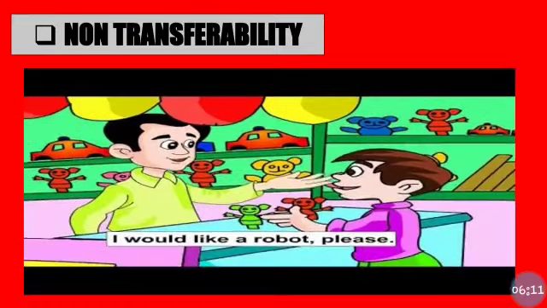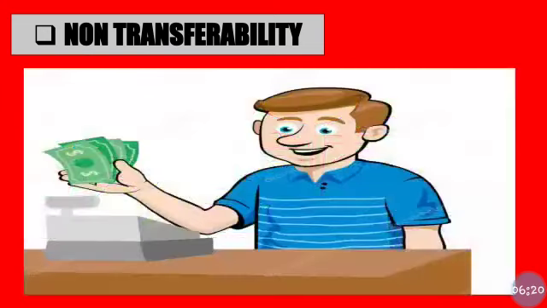Next one is non-transferability. First, we try to understand the meaning of transferability. If the shopkeeper sells some product, then ownership of that product goes to the buyer from the shopkeeper. How? Because the buyer has purchased that good by paying money. Now he becomes the owner of that product and he is totally free to use that product or give it to someone, whatever he wants he can do with it.